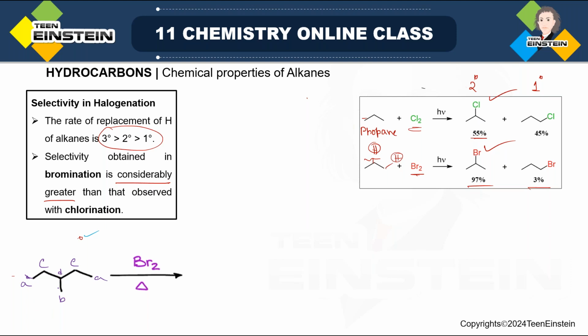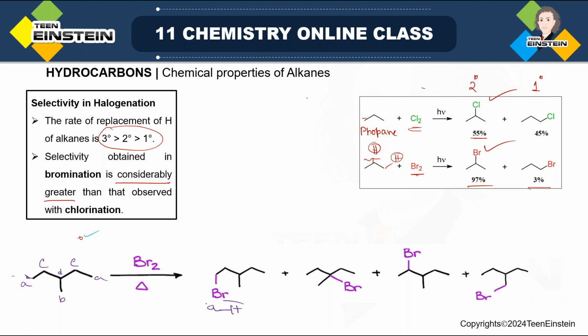Now, among these 4 types of product, the product that you will get from the replacement of D hydrogen will be going through a 3 degree radical. And from C, that will be going through a 2 degree radical. And from A and B, that will be going through a 1 degree radical. So these are the possible products. The first product you get when A type of hydrogen is replaced. The last product when B type of hydrogen is replaced. This product is when C type of hydrogen is replaced, and this one is when D type of hydrogen is replaced, right?